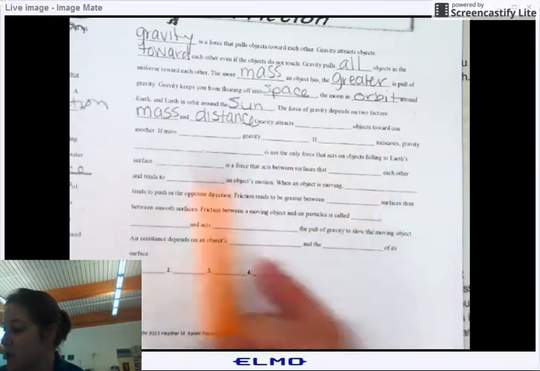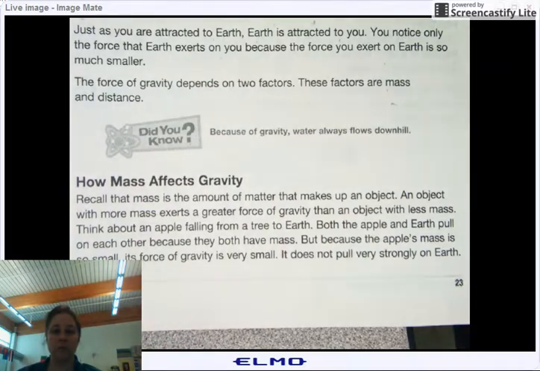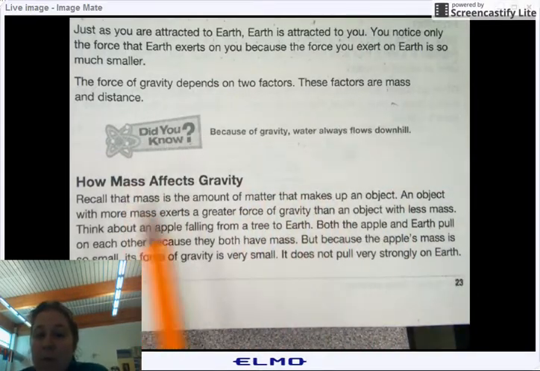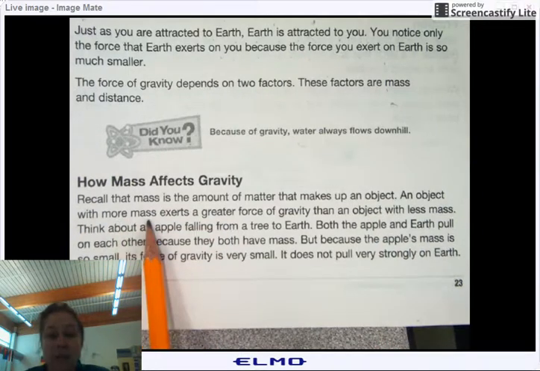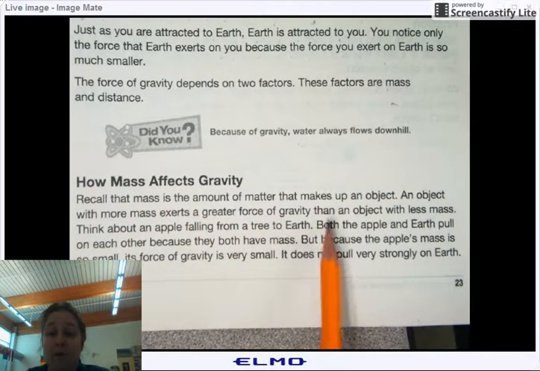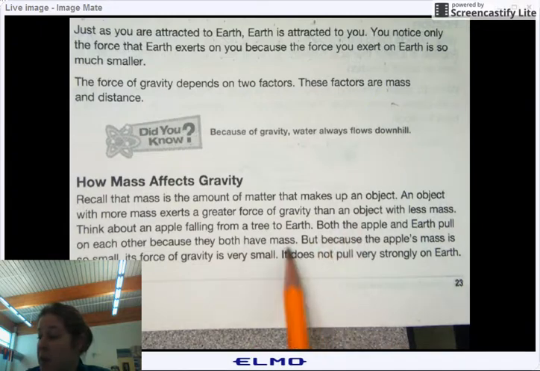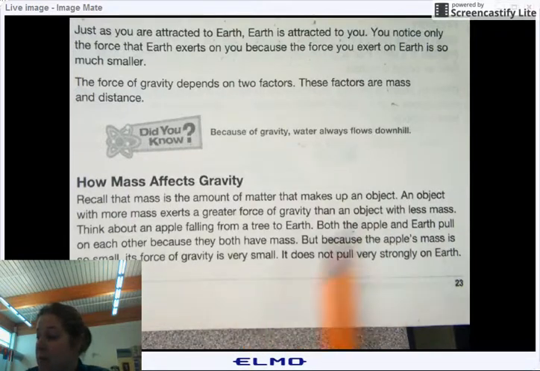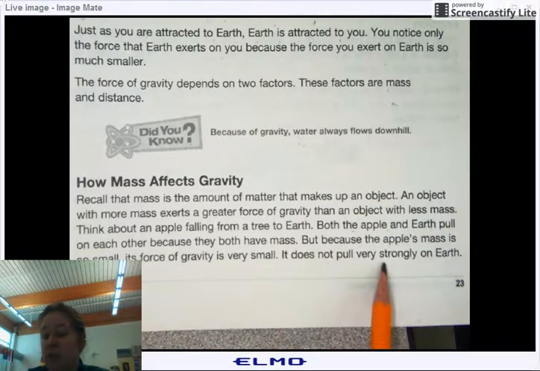Gravity attracts blank objects towards one another. So let's see. Because of gravity, water always flows downhill. Recall that mass is the amount of matter that makes up an object. An object with more mass exerts a greater force of gravity than an object with less mass. Think about an apple falling from a tree to Earth. Both the apple and Earth pull on each other because they both have mass. But because the apple's mass is so small, its force of gravity is very small. It does not pull very strongly on Earth.